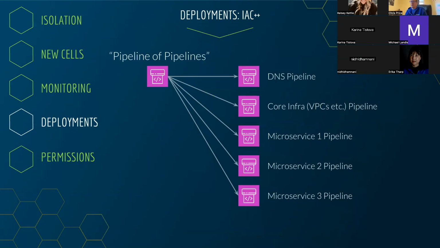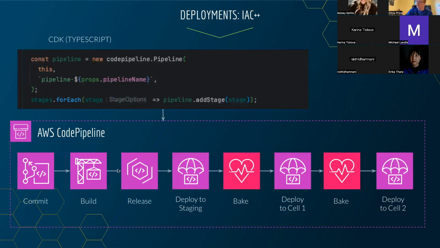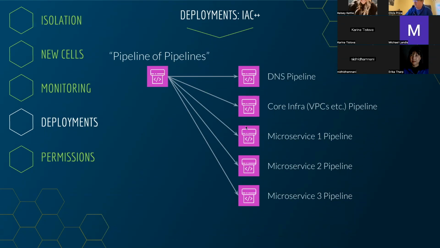Then we have this thing that we call the pipeline of pipelines. What that does is it loops over all the different microservices that we define, and for each one of them, it builds out a pipeline using the metadata that we saw in the last slide. At the end of that, I end up with one pipeline for each of my microservices. Also, if I have any core infrastructure with shared resources like VPCs or shared database resources, we'll end up with a pipeline for that as well.